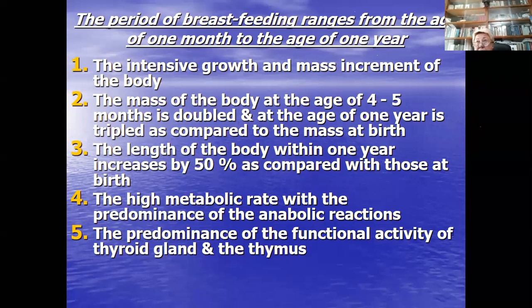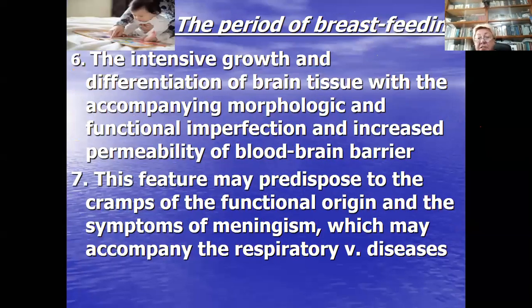In this period, we can see a high level of metabolic processes and predominance of functional activity of the thyroid gland and thymus. We can see intensive growth and differentiation of the brain tissue with accompanying morphological and functional imperfection and increased permeability of the blood barrier.